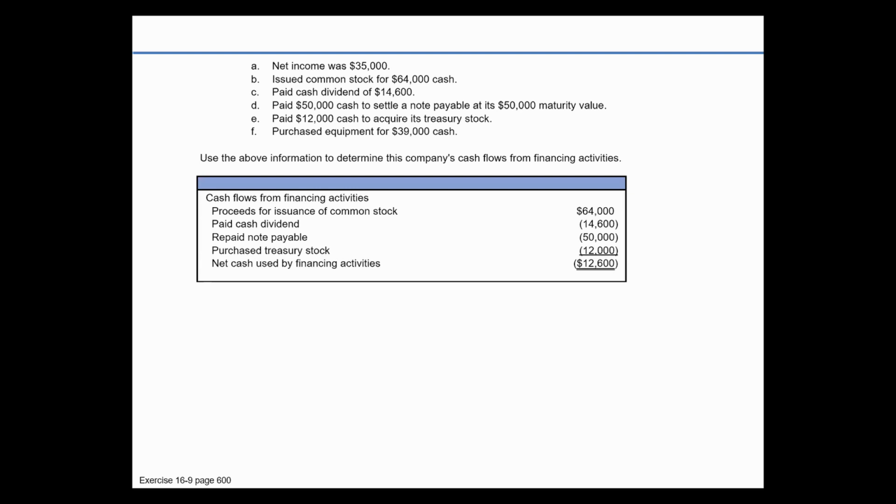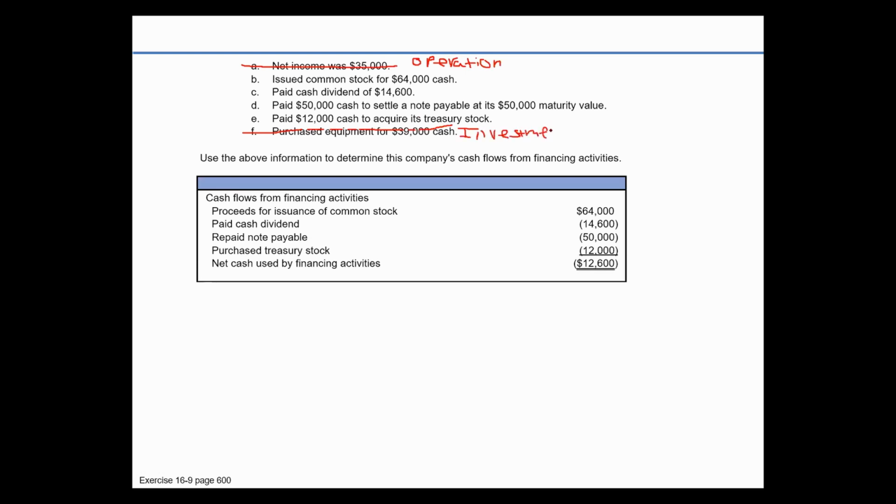Now, you notice that there's a couple of items there that we did not report. So you notice that the net income, we're not going to report that because that is considered part of operating. So that would go on the operations section. And then you see here also, we didn't put on there purchased equipment because that is considered an investment activity.